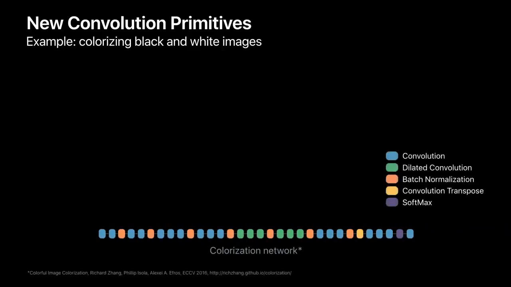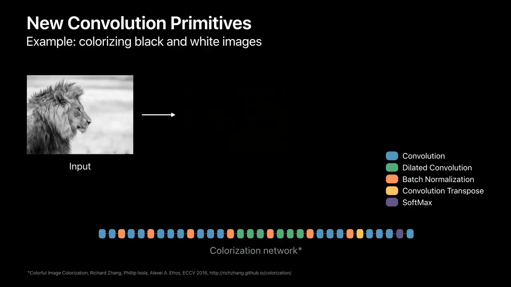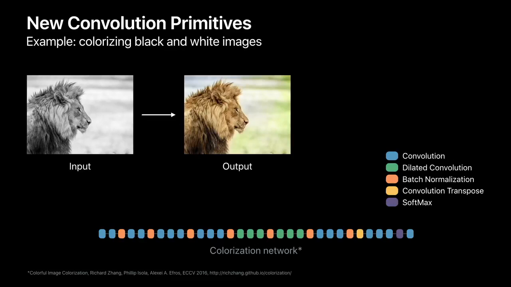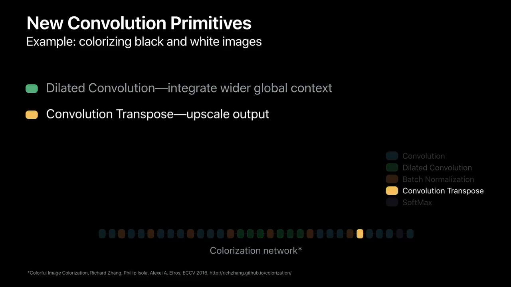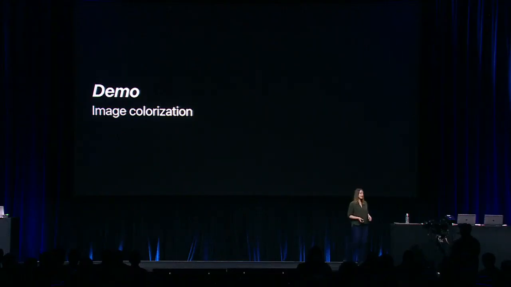And now we want to show you how you can use these new convolution primitives to implement a real-world network. So we took this colorization network that takes black and white images as input and produces colorized images. And this particular network uses the dilated convolution primitive to integrate wider global context quicker. And it uses the convolution transpose primitive to upscale the results of the network. And now let's look at this colorization network in action.